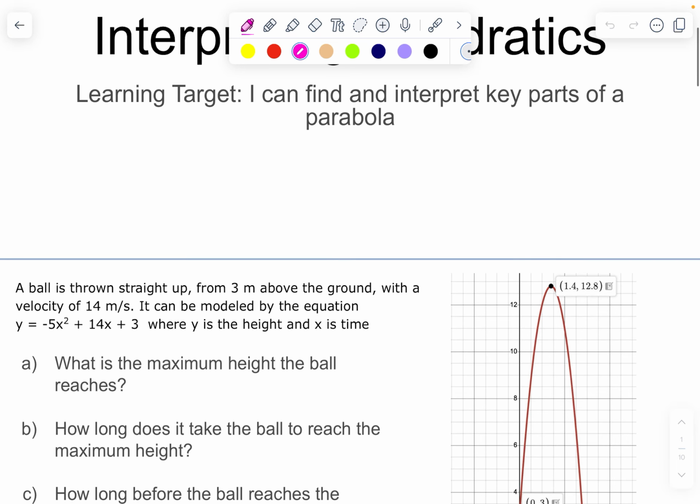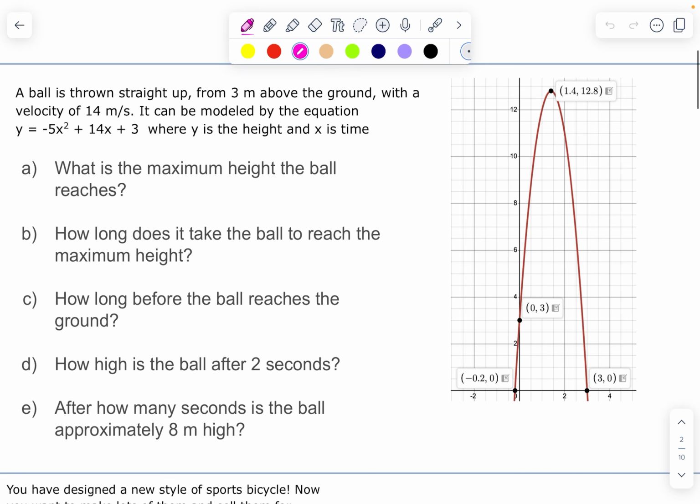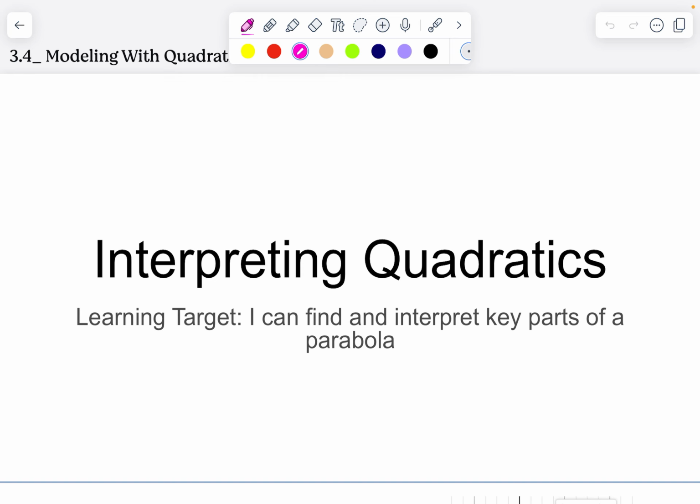Hi friends, today we're going to talk about interpreting quadratics. So really the math that we're doing today is not new, it's just putting it in context of the real world.